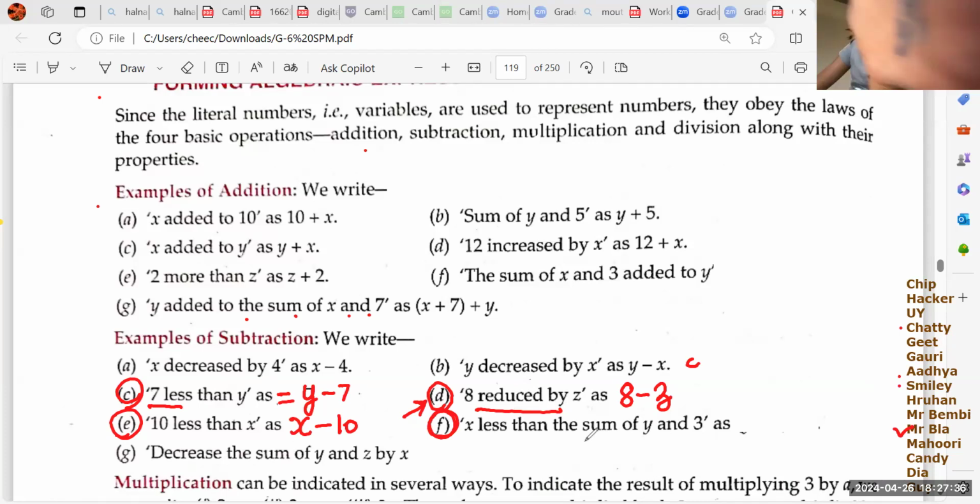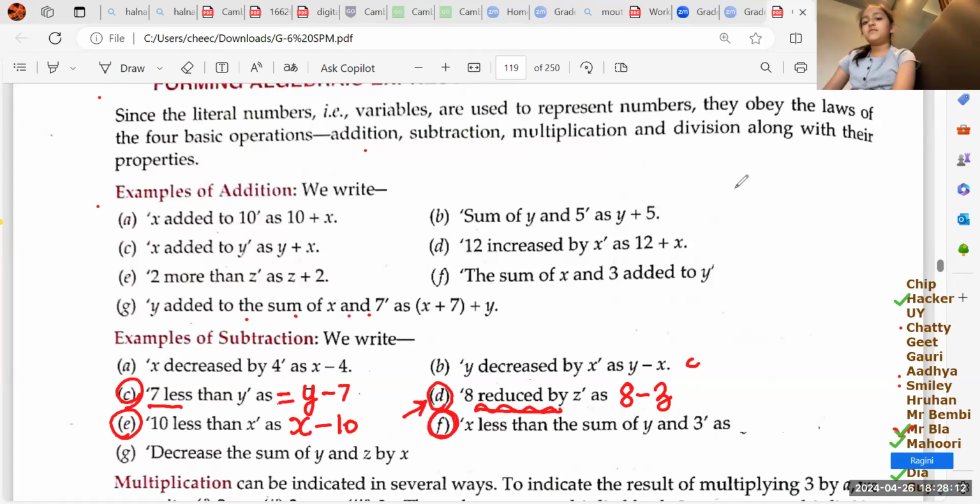So there was a network issue, so I left the meeting. Can you explain the D part? D part बेटा 8 reduced by z. अब आपको किसको reduce करना है? 8 को. किससे reduce करना है? Z से. So it will be 8 minus z. And the E part? E part 10 less than x means x से 10 less करो. Okay, sir. Okay, again बेटा, you are not asking me a maths question. You are asking me an English question.